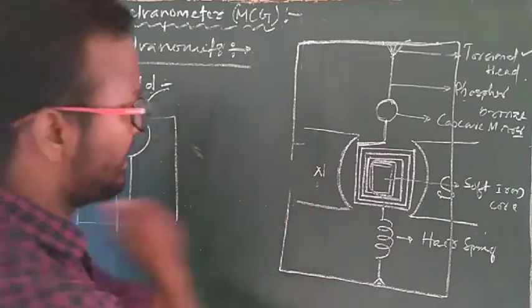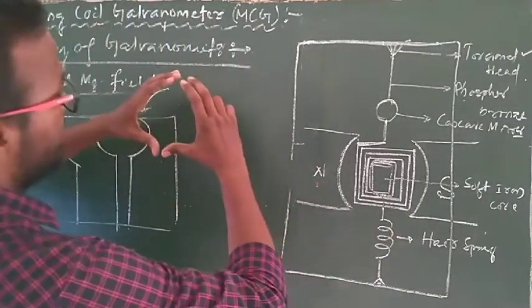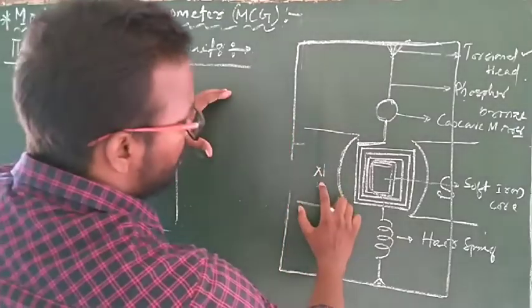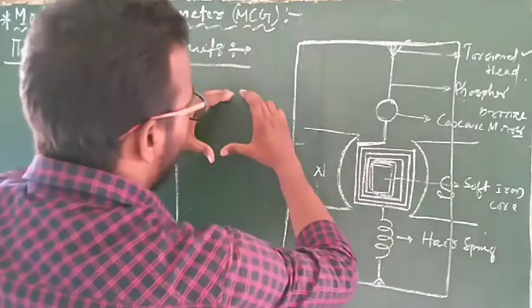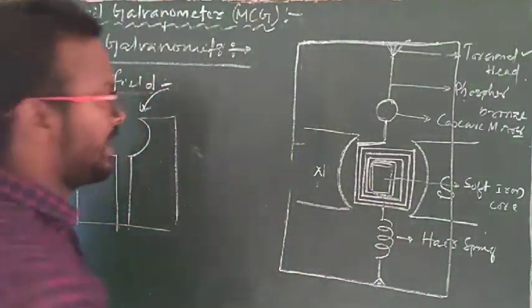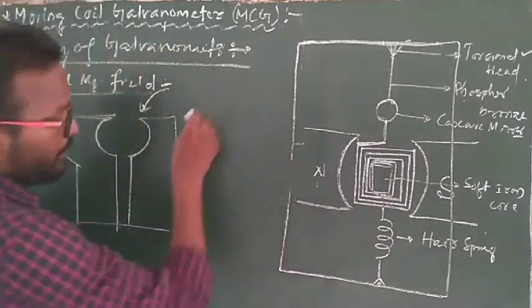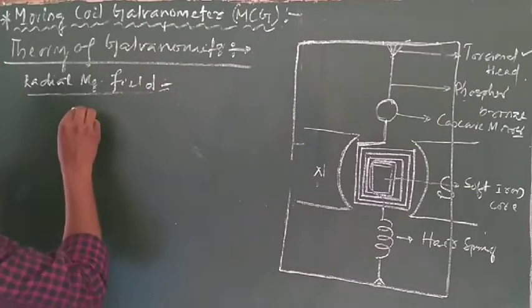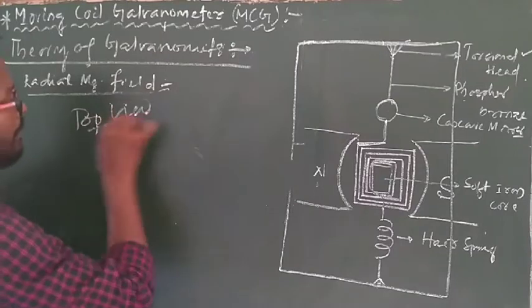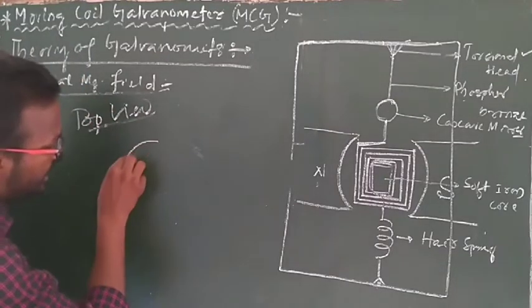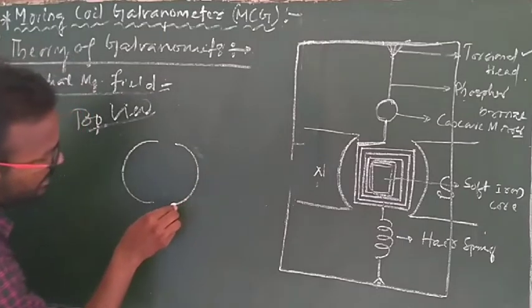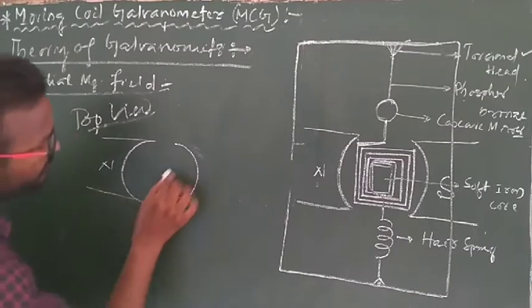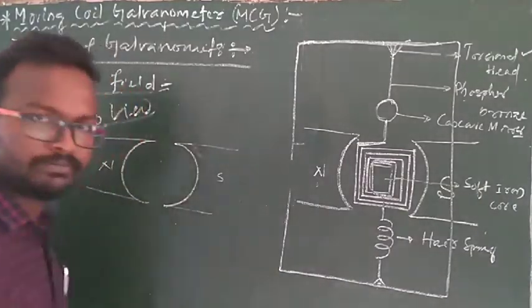Suppose we have a magnet, this is the north pole and this is the south pole. This magnet is like a cylinder. Clear? So this is the north pole and this is the south pole, and the cylindrical magnet is also known as a horseshoe magnet. If we observe it from its top view, then we will see the top view of the horseshoe magnet. One terminal is the north pole and the other is the south pole.